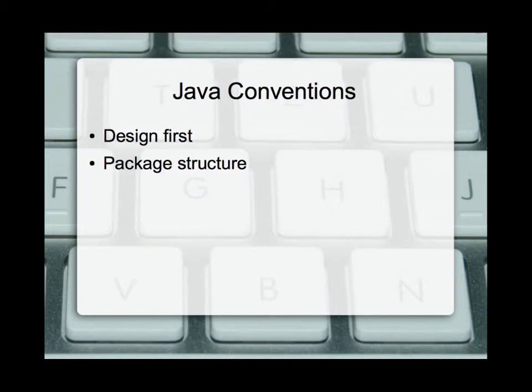Now, since we're using Java in this class, we're going to use some Java conventions. One of the first conventions is the idea of designing first. We want to plan our code out. We want to decide what's going to happen, what the pieces are going to be, and what the parts are that we're going to use for this program. That goes along with the standard idea of object orientation and object decomposition. Also, since we're using Java, we have the idea of a package structure.